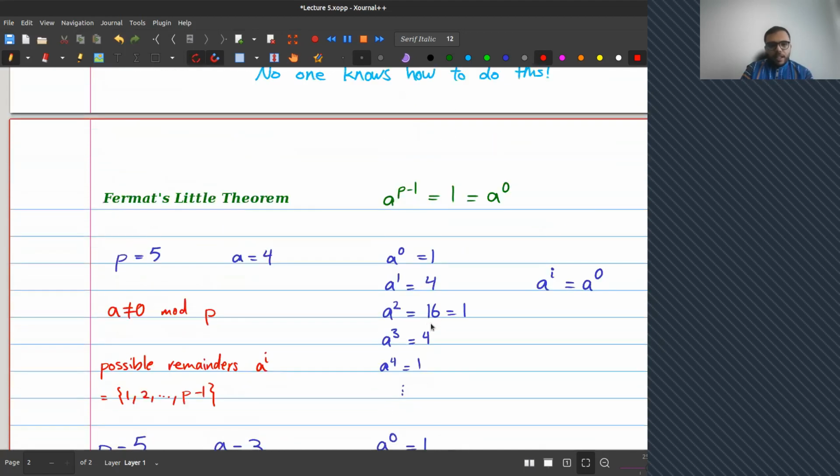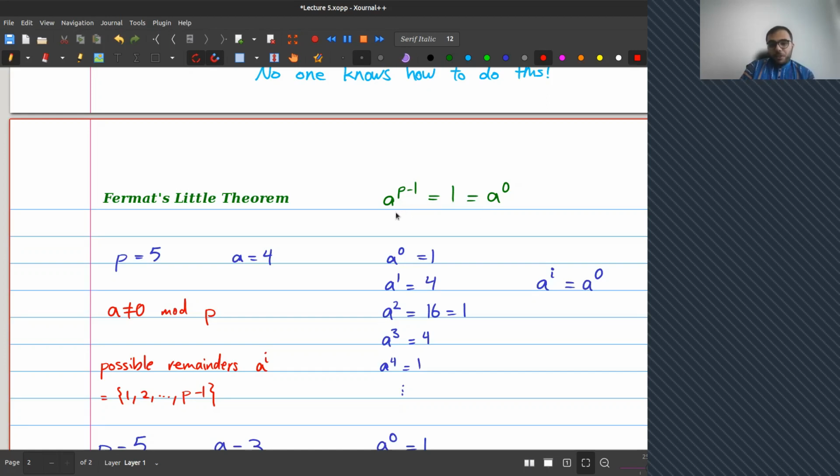right? Now, what does Fermat's little theorem say? It says that no matter what I do, a to the power of p minus 1 is always going to be equal to 1, which is a to the power of 0. So this means that the length of my cycle can never be more than p minus 1. That's the largest possible length, right? Because this holds for every a. It holds for every a that is not 0 modulo p, right?